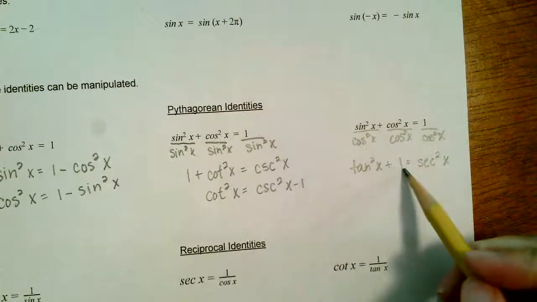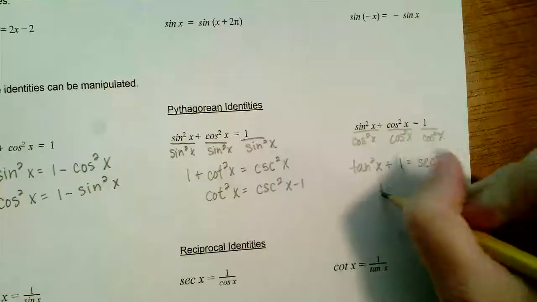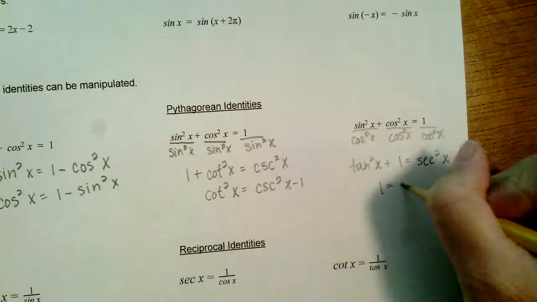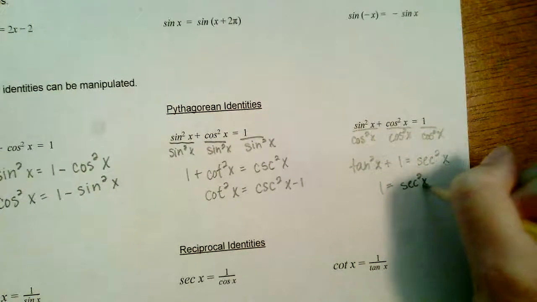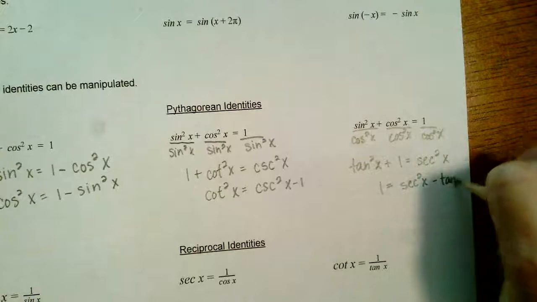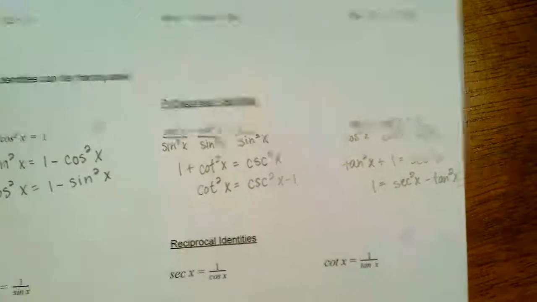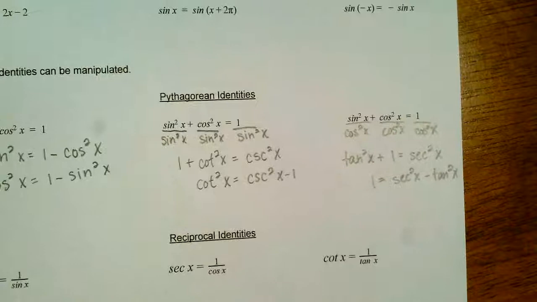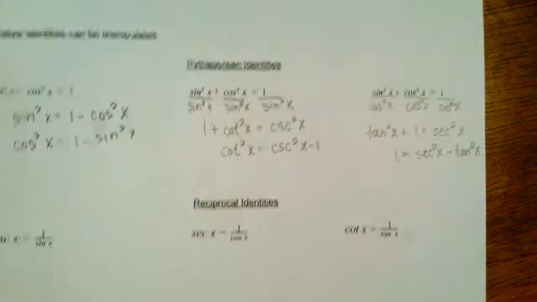Okay, so if I wanted to see what this 1 was equal to, I could say 1 is equal to secant squared x, and I'm going to subtract tangent squared from both sides. So that's a way to manipulate my identity, but still have something that's always equal to each other.